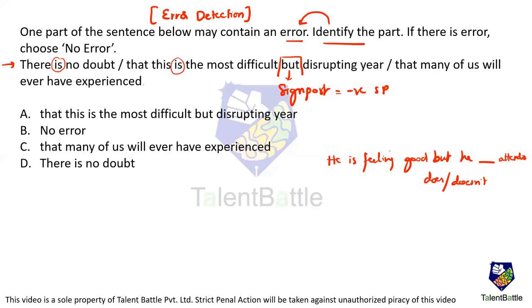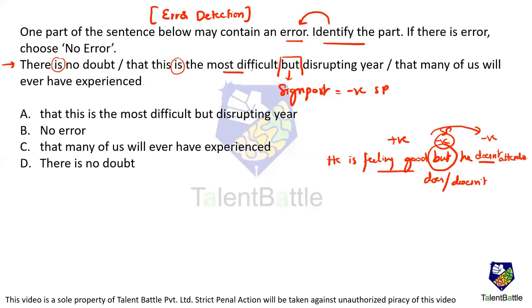Absolutely. Now, as though he's feeling good, but because here the context of the meaning changes. Previously, it's a positive thing he has, and next, as we have used a negative signpost called but, so here the context of the meaning changes. So what is the meaning? It should be a negative. So he doesn't, but he doesn't attend the meeting. Right, everybody? So that says negative must come.